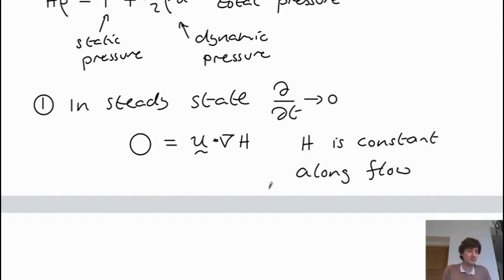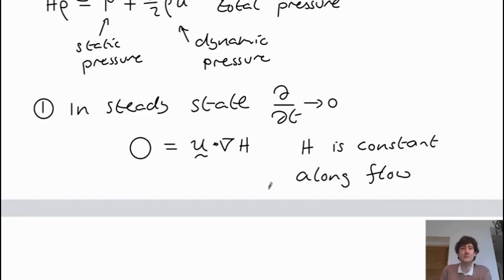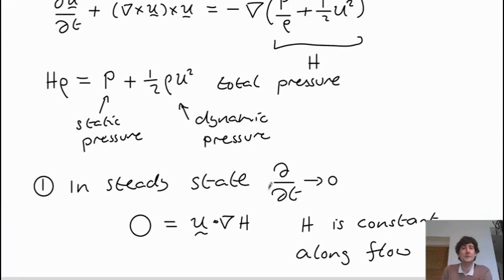Historically, this was quite an important discovery in understanding aerodynamics, for example, and the development of aerodynamics, because it allows you to essentially simplify cases where you, for example, have air flowing over wings. In many cases, you can then simplify and assume that this is constant along the flow direction.